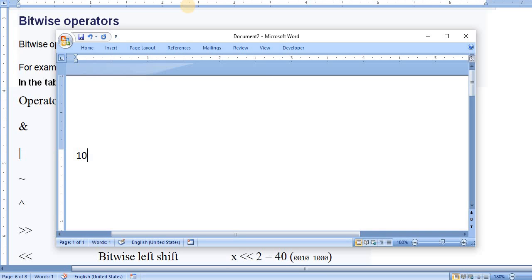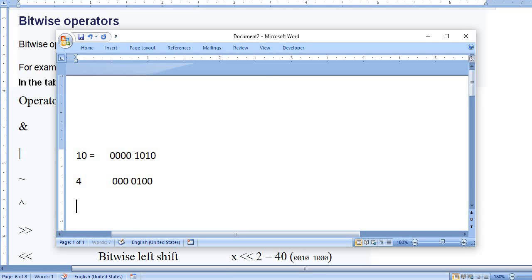The 10 is equivalent in binary to 1010. So I'm representing it in 8 bits, 00001010. It is equivalent to binary 4, which is 00000100.